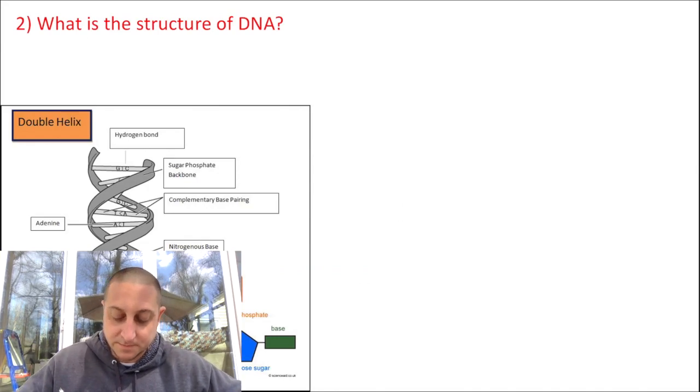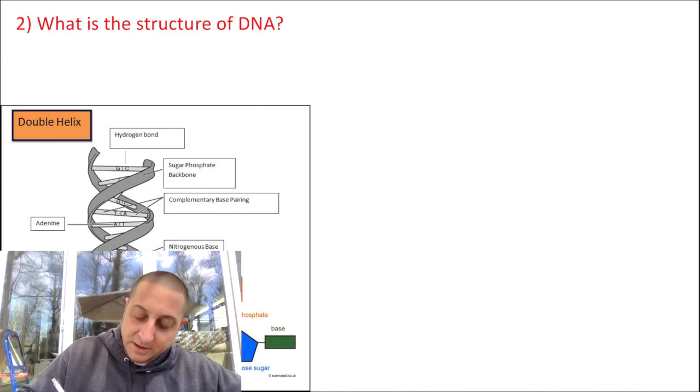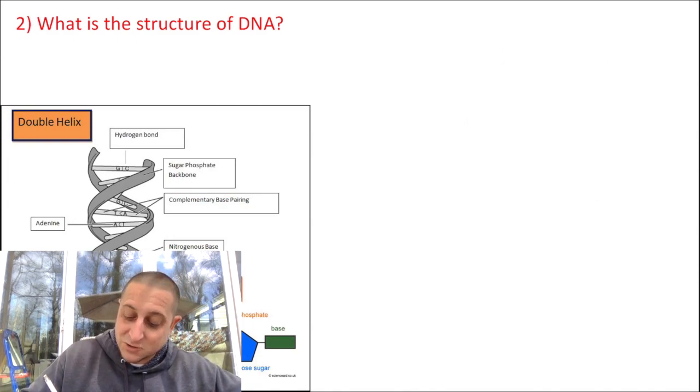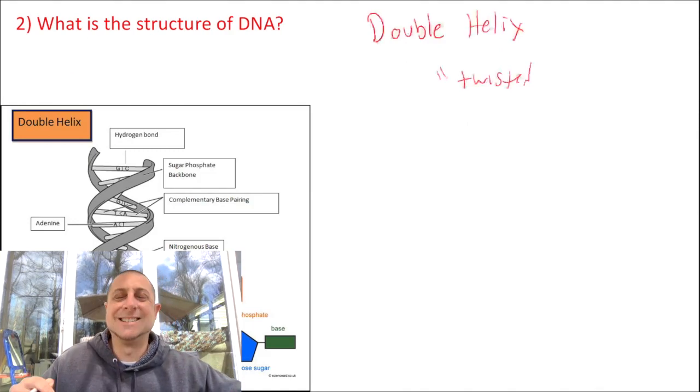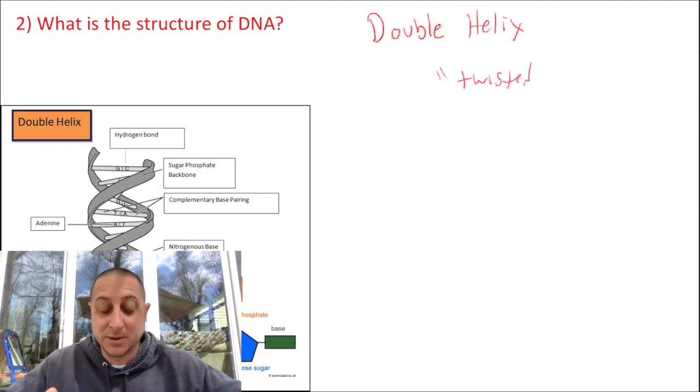All right, so what is the structure of DNA? It's a pretty simple question here. It's called a double helix. I like to refer to it as a twisted ladder. You could also say it is double-stranded. And this double-strandedness is key because it's able to replicate itself.